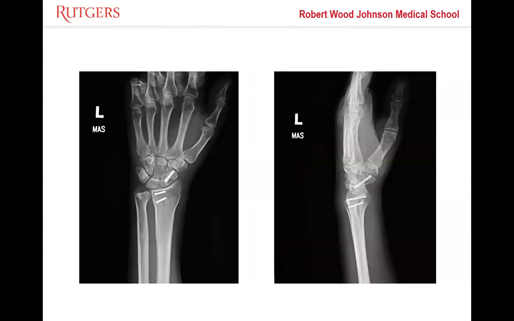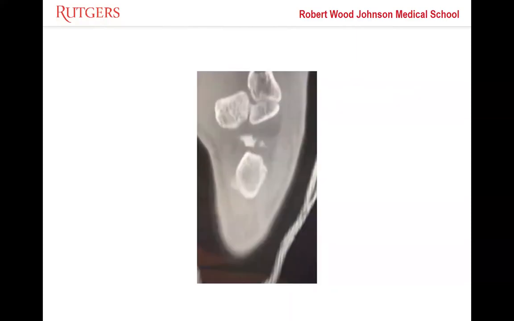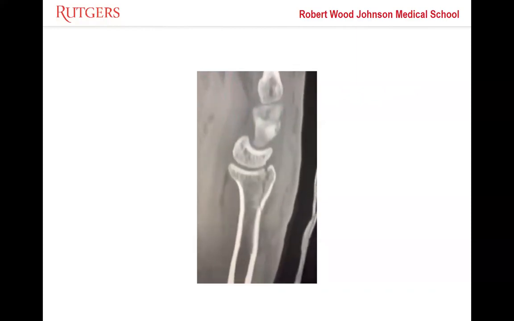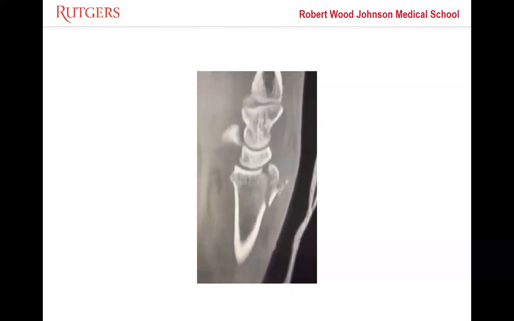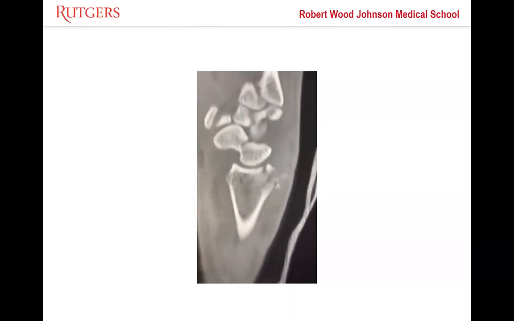Take you through. Oh, I think I just went too fast. Yeah, there I go. Play that again. That's just that. That shows you more what that distal radius looks like.